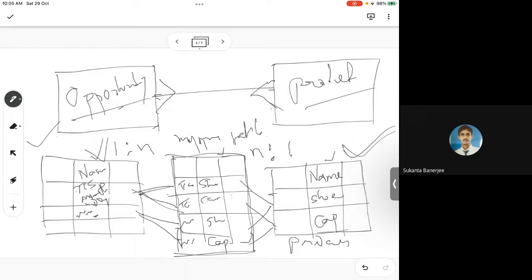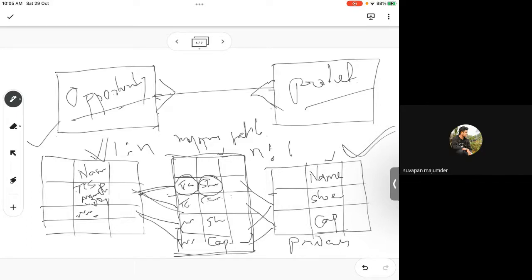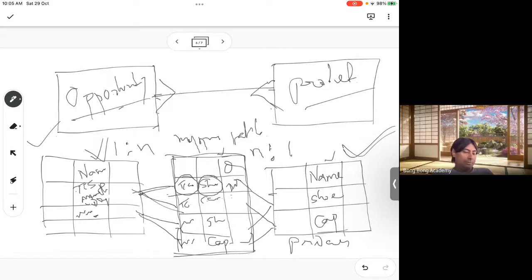We have a clear division: which order, which product. All the information is there with you. The last order, which product, what quantity. So this is the place wherein we'll say 200 caps, 200 shoes, 100 caps, 100 shoes. Clear?